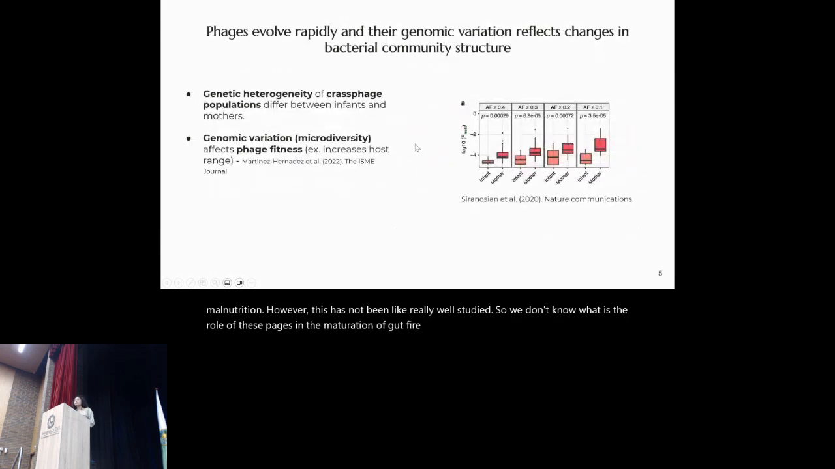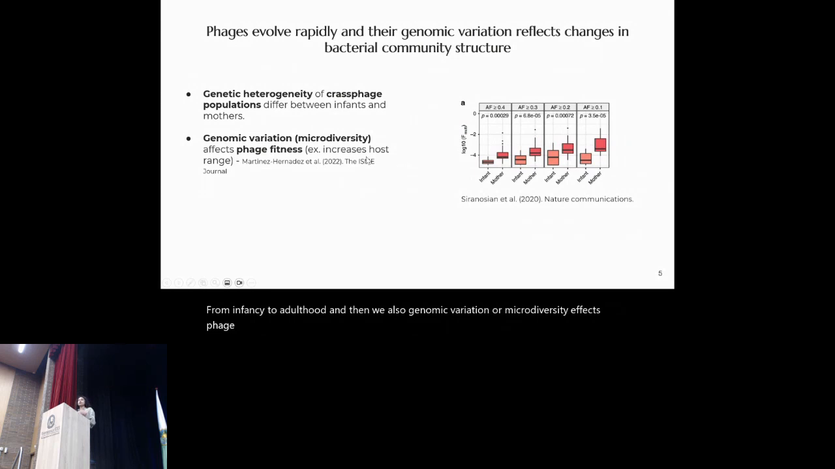Also, phages evolve rapidly, and they harbor a lot of genomic variation that also supports bacterial community structure. There is this paper in which they show that there is a lot of genetic heterogeneity in gut phage populations between infants and their mothers, suggesting that genomic variation might be a factor that is important for gut maturation from infancy to adulthood.